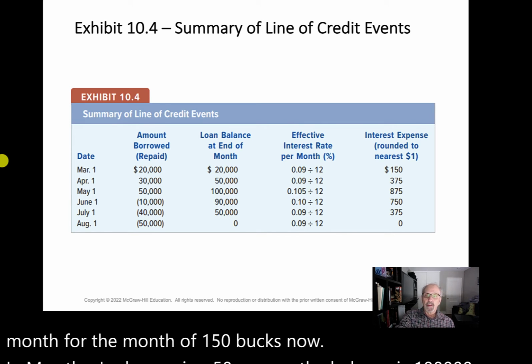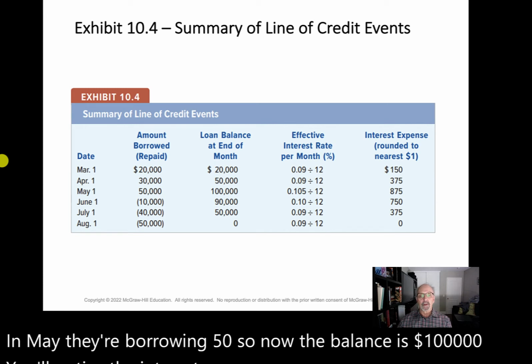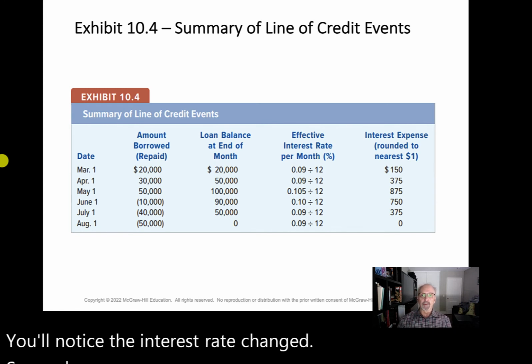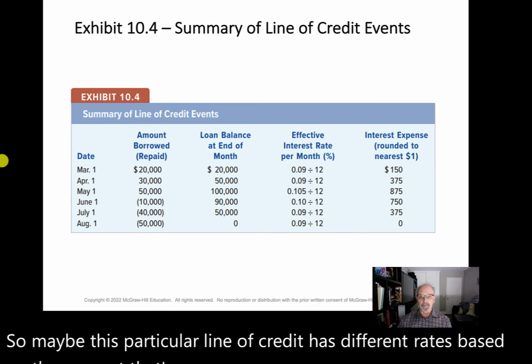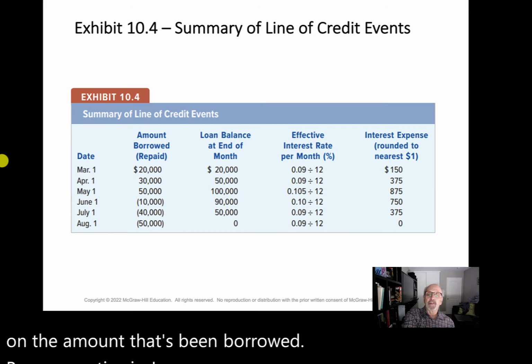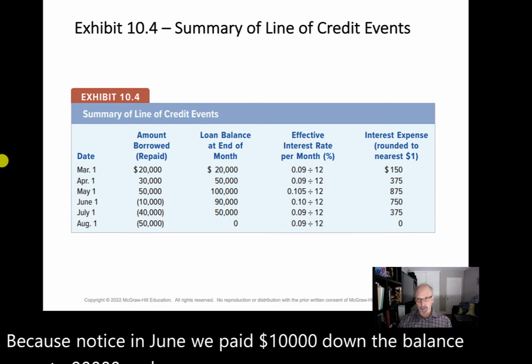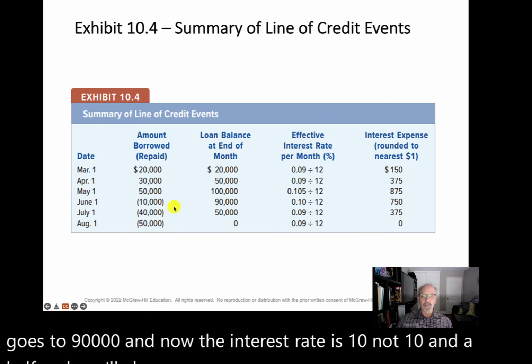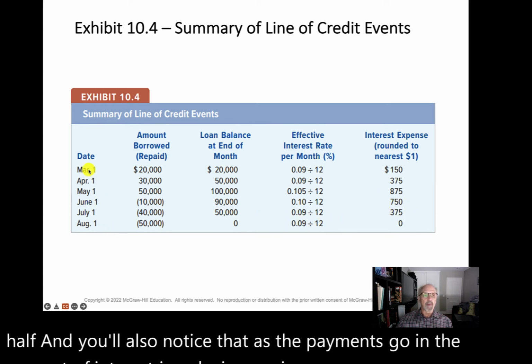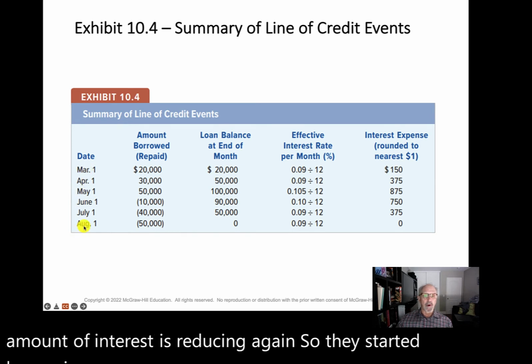You'll notice the interest rate changed. So maybe this particular line of credit has different rates based on the amount that's been borrowed. Because notice in June, we paid $10,000 down, the balance goes to $90,000, and now the interest rate is 10%, not 10.5%. And you'll also notice that as the payments go in, the amount of interest is reducing again. So they started borrowing in March, the borrowing ended in August. They didn't need it anymore.